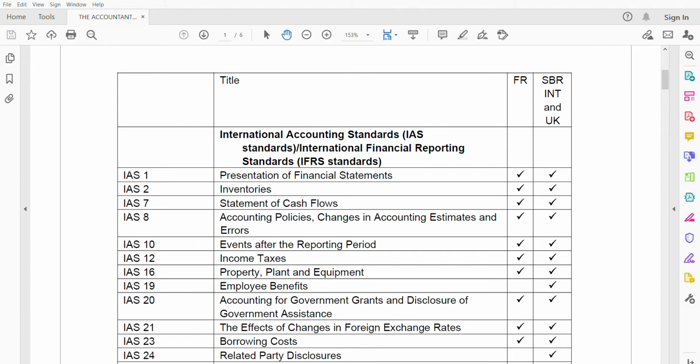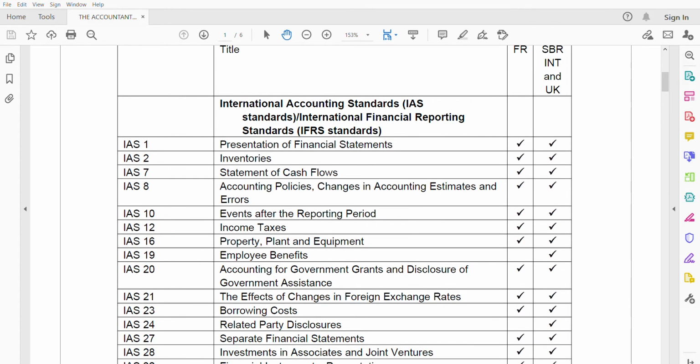These are the IAS and IFRS which you are going to study in SBR in detail, and it's numbered in order, starting from 1. So IAS 1, presentation of financial statements; IAS 2, inventories; IAS 7, statement of cash flows; IAS 8, accounting policies, changes in accounting estimates and errors. Most of it you have already done in financial reporting. Here, what we are going to study in SBR is more advanced and more detailed.